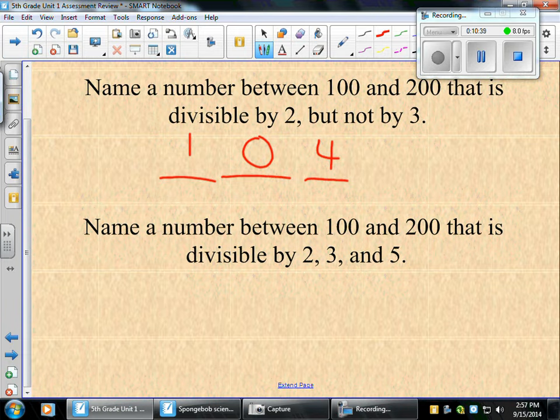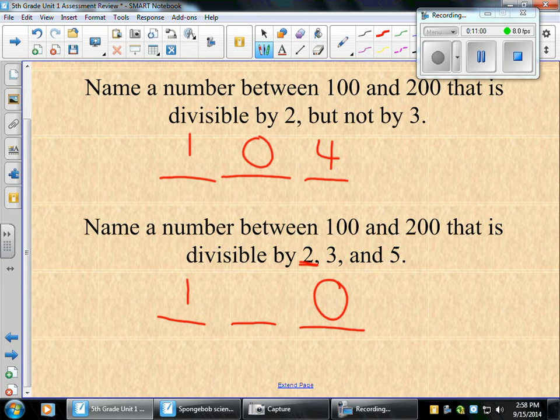Name a number between 100 and 200 that is divisible by 2, 3, and 5. We know it starts with a 1 because it's in between 100 and 200. It's divisible by 2, 3, and 5, so it has to end with a 0 or a 5. But since it's divisible by 2, it has to end with a 0. So it's an even number.